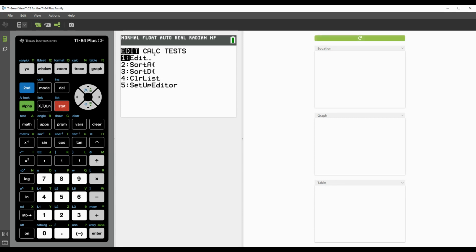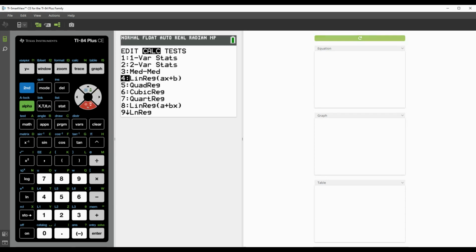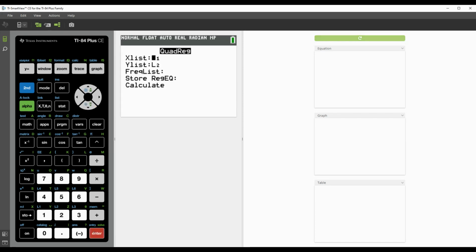And this time you want to do a calculation. So you're going to tab over to calculate, and you literally go down to quadratic regression. That's what it's called. You can either hit the number 5 or you can arrow down. And it says, is the X list in L1? Which we did put it there, and we put our Y list in L2. Don't worry about the other things. You can just go right down to calculate and hit enter.